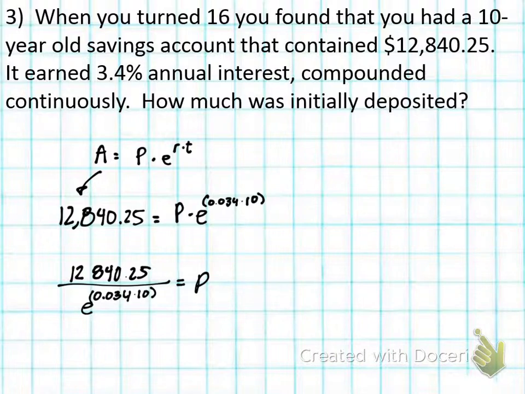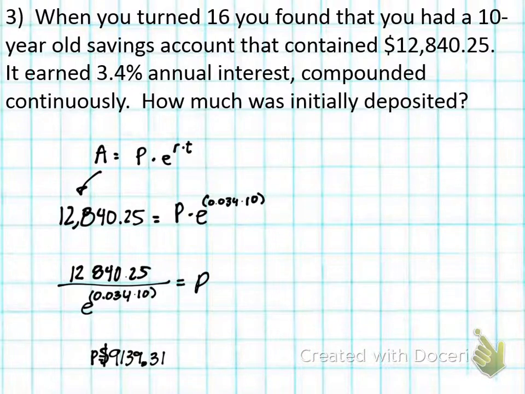Okay? I'm going to put this into my calculator here. Okay, clearing my calculator. The first thing I want to do is make sure I calculate this parentheses down here. So I'm going to multiply this out. I get 0.34, and then I use e to that power. I get a decimal, and since I have this decimal, I want to put it into my memory because I need to divide by that amount. Then I'm going to put 12,840 and 25 cents, divide that by that amount, press equals, and I get this value. Our principal amount was $9,139.31.